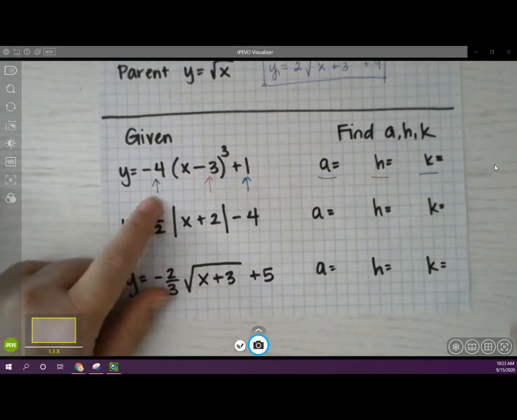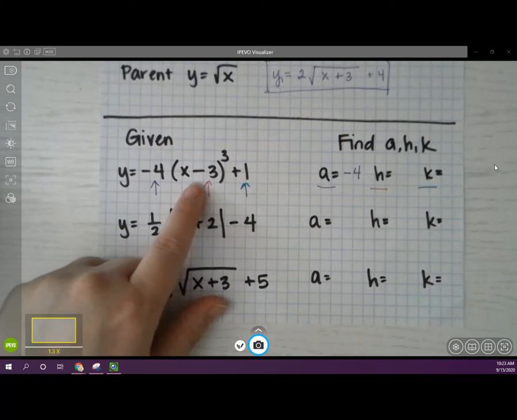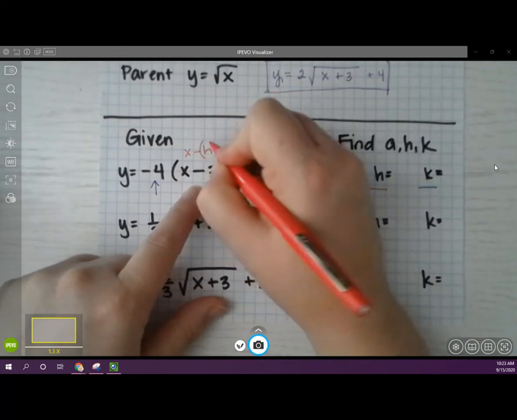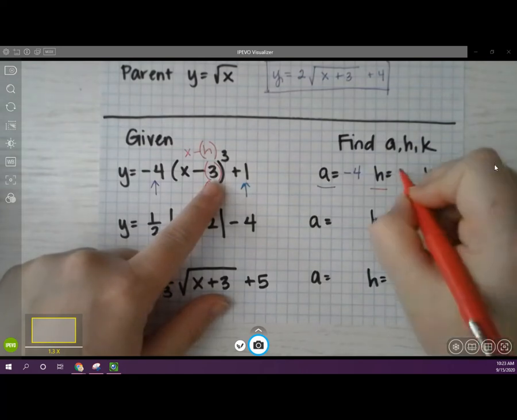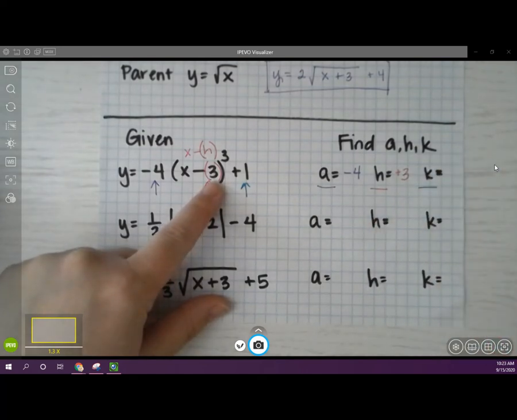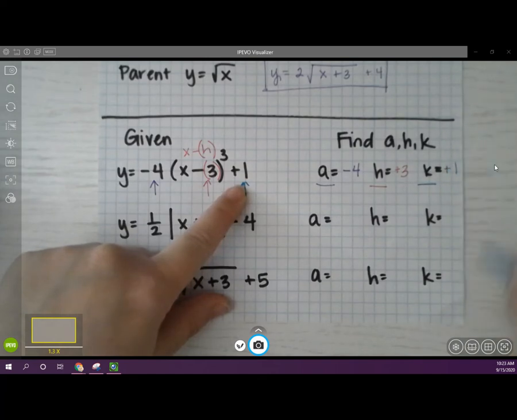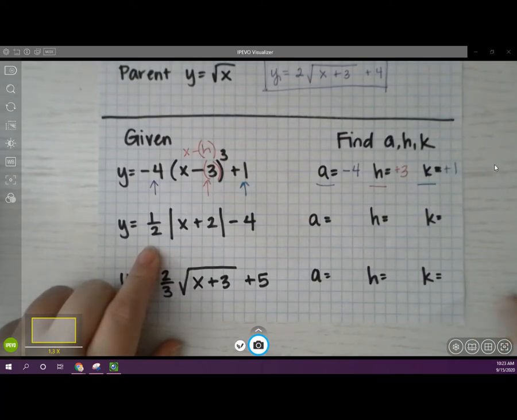So it looks like a is my front number, making it negative 4. h is the number after the subtraction sign. Now notice that it is an x minus h, meaning h is the number after the subtraction sign. So h is a positive 3. k is whatever we see on the outside, which is a positive 1. So here is my a, h, and k.